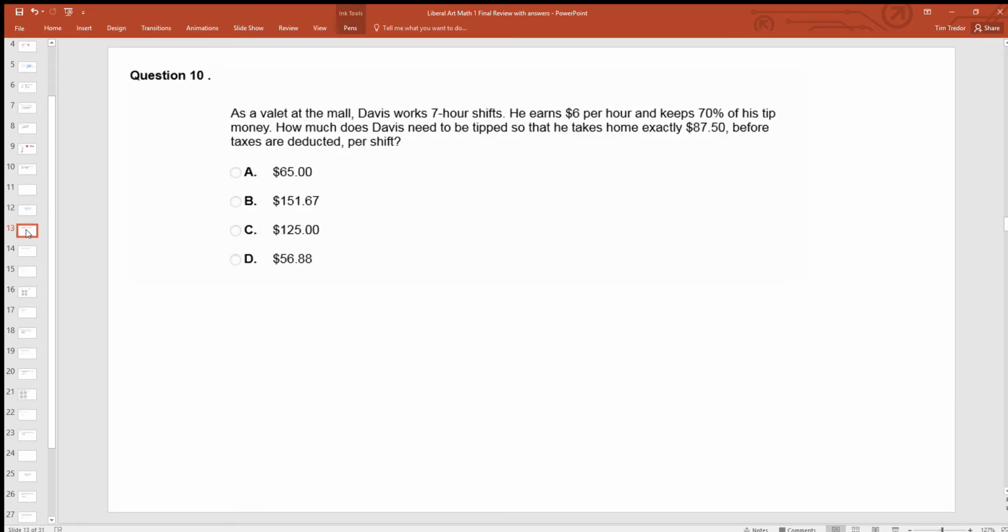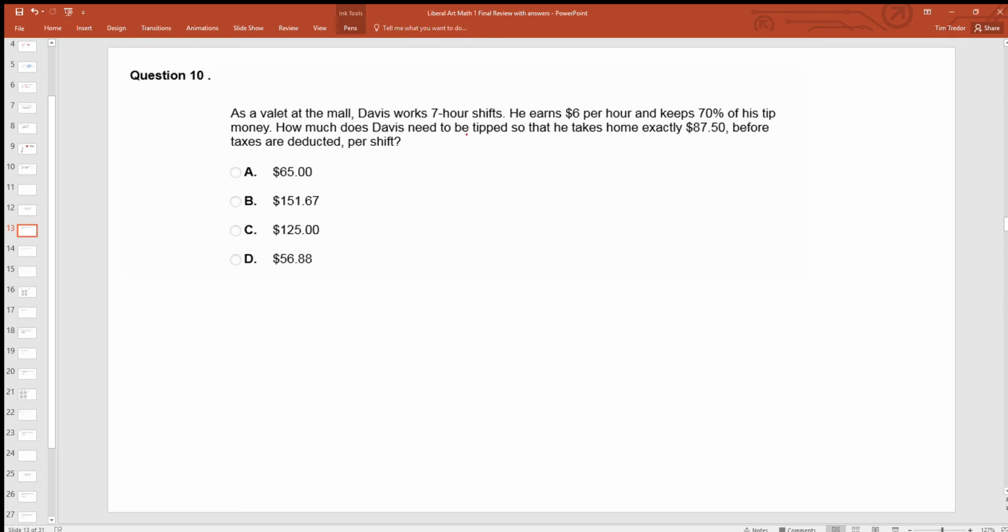All right, question 10. As a valet at the mall, Davis works 7-hour shifts. He earns $6 per hour and keeps 70% of his tip money. How much does Davis need to be tipped so that he takes home exactly $87.50 before taxes are deducted per shift? Okay, so let's set up an equation here.